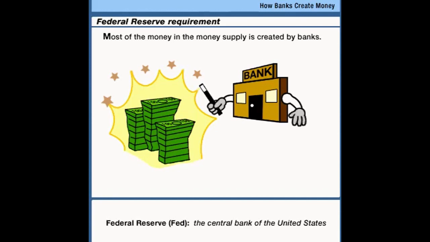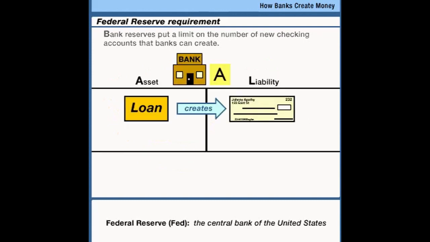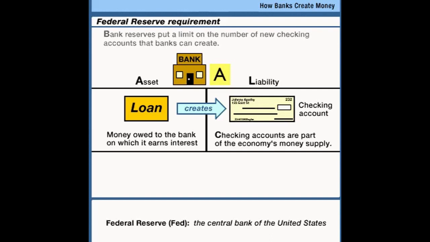Anytime a bank makes a loan, the bank makes the loan by creating a checking account. That is, the loan is an asset of the bank, money that's owed the bank, on which the bank is earning interest. And the checking account is a liability. The Federal Reserve watches checking accounts because they're part of the money supply, part of what people use to go shopping. So there's a restriction on the creation of new checking accounts.